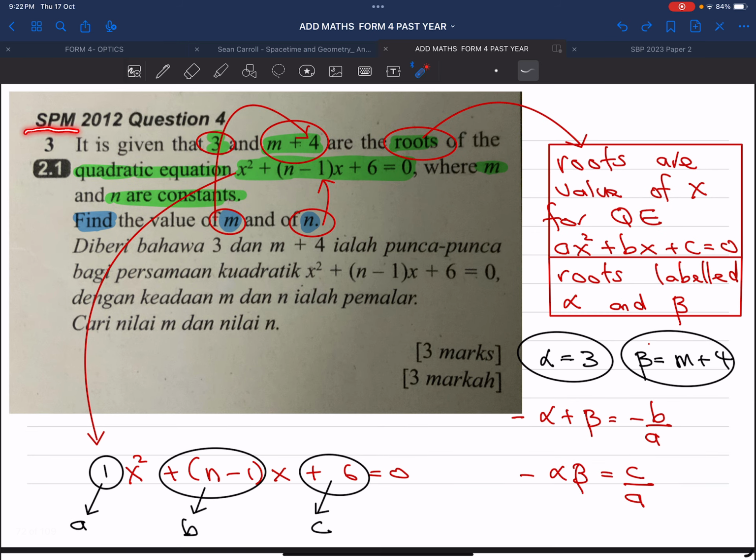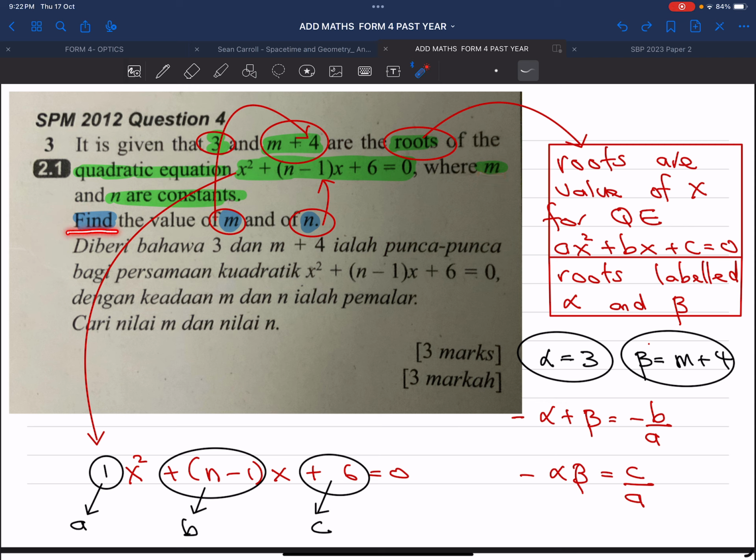This is SPM 2012, topic quadratic equation. It is given that 3 and m plus 4 are roots for the quadratic equation x squared plus (n minus 1)x plus 6 equals 0, where m and n are constants.